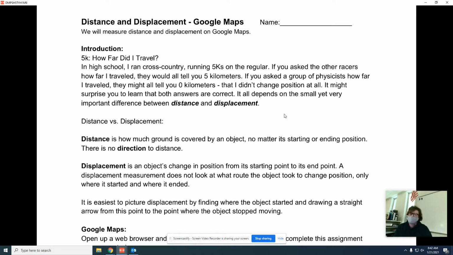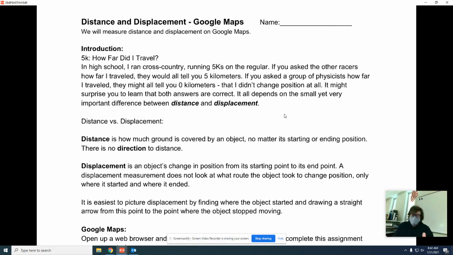In high school, I ran cross country, running 5Ks on the regular. If you ask the other racers how far I traveled, they would all tell you 5 kilometers. If you asked a group of physicists how far I traveled, they might all tell you 0 kilometers, that I didn't change position at all. It might surprise you to learn that both answers are correct. It all depends on the small, yet very important difference between distance and displacement. Sorry about the bell.